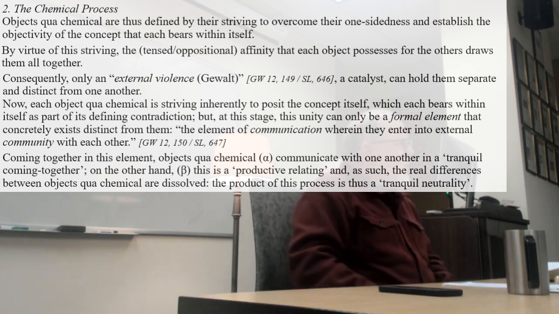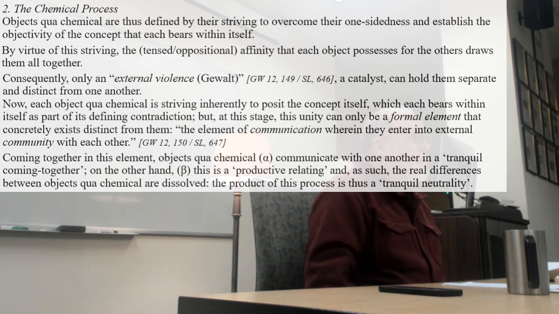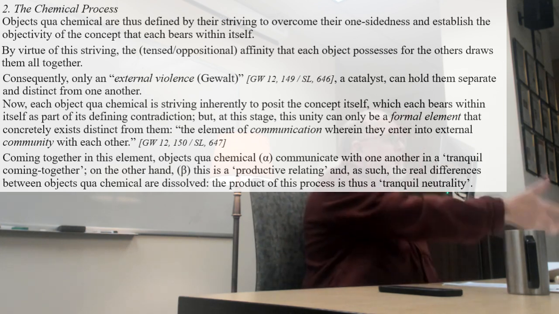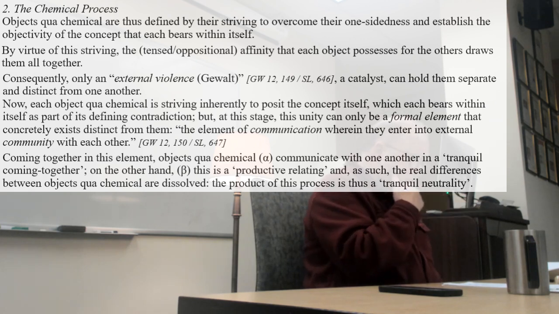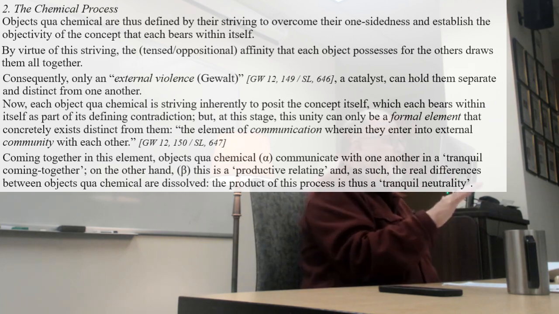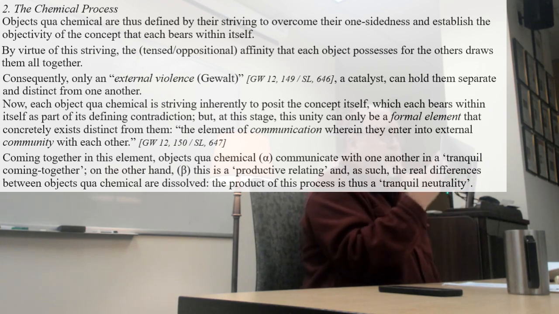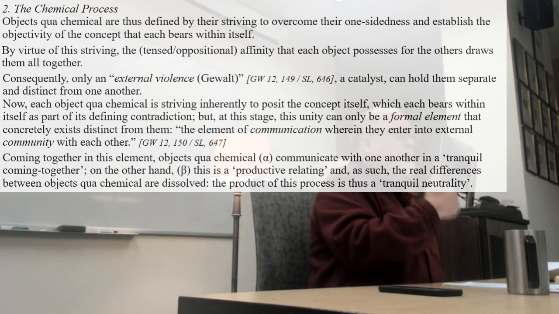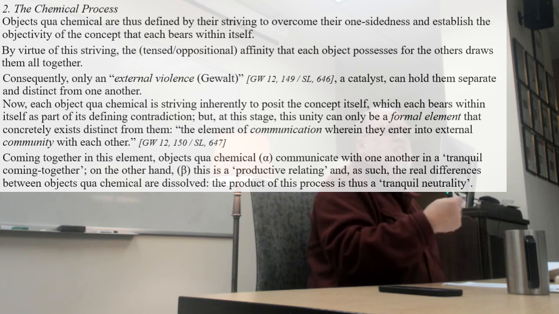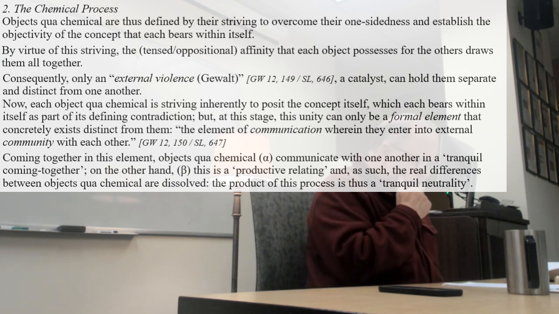Coming together in this element, objects qua chemical, on the one hand, communicate with one another in a tranquil coming together. So this is like the peaceful equilibrium at the mechanical level. Here you see it again at the chemical level, but now it's driven by the objects themselves, not by the process that is extrinsic to them. So at this point, the only difference that we're talking about between the mechanical and the chemical is chemical objects drive the chemical process themselves, and that drives them into a rest and equilibrium, a harmony with one another. Whereas in the mechanical, they were driven there by something that's extrinsic to them. The mechanical process of communication was extrinsic to them.